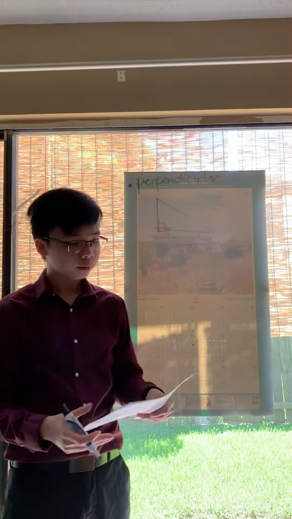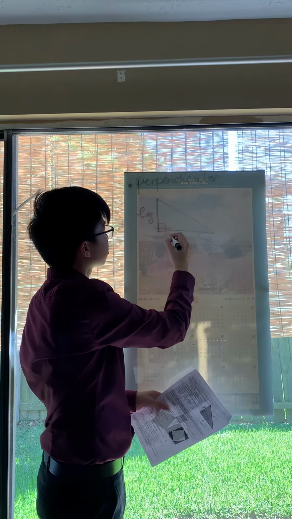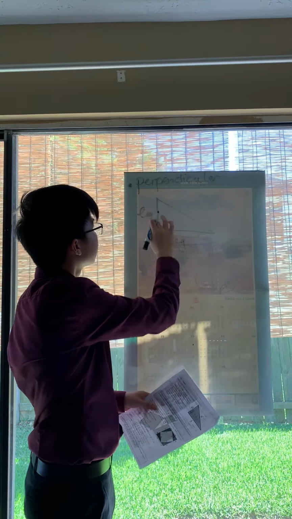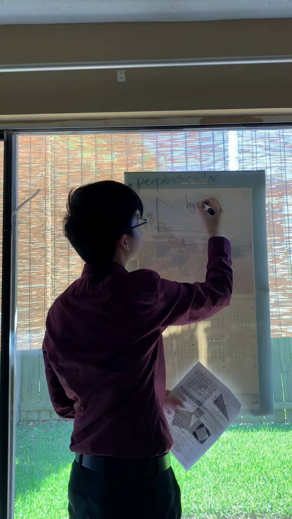Okay, all right. So we call these the legs because they're short and they form a right angle. Oh, there's no S. What am I doing? Okay, and the longer side, we call it the hypotenuse.